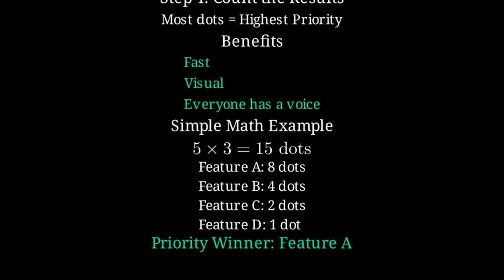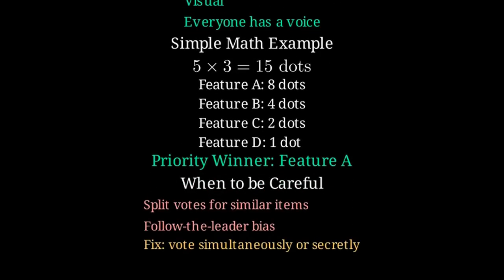When should you be careful? First, if 2 items are very similar, votes can split between them and make each look less important. Second, people sometimes follow the leader. A good fix is to vote at the same time or use secret voting.